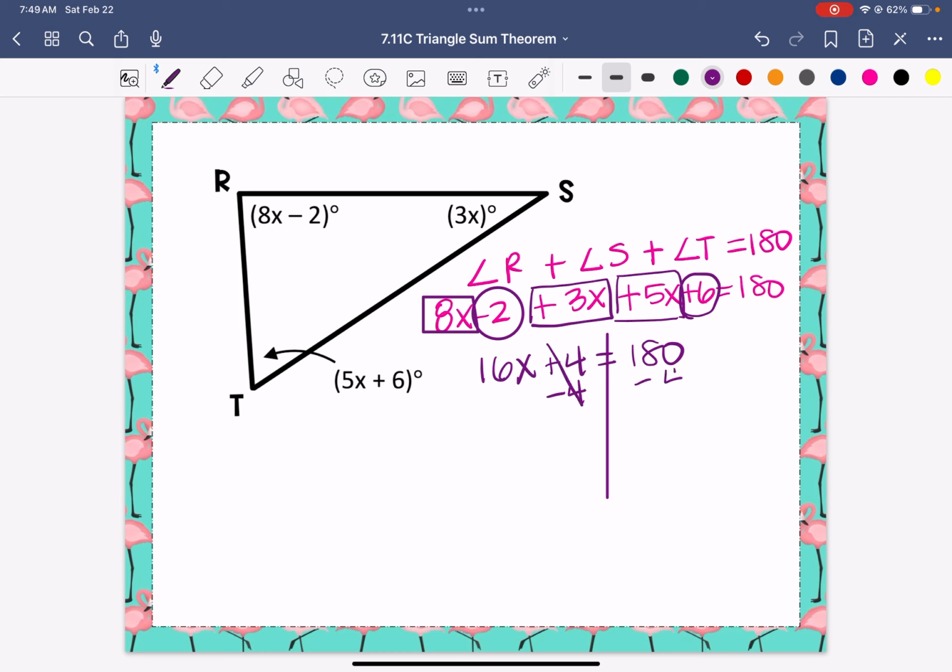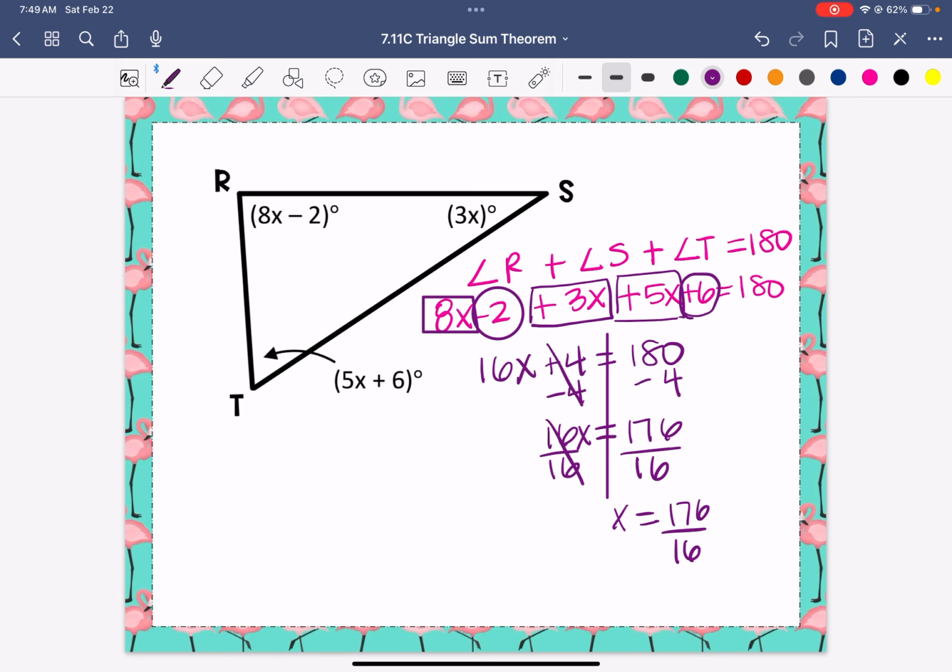Take away 4 from the other side because we do want to keep our equations balanced, when you started getting introduced to this in 6th grade. And then 180 minus 4 is 176. We're going to divide both sides by 16 because the opposite of multiply is divide. That x is a variable. It's not times. This is the kid's least favorite part.